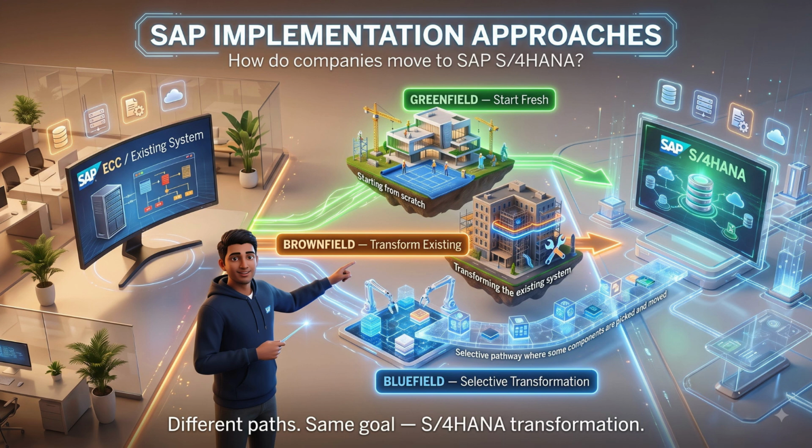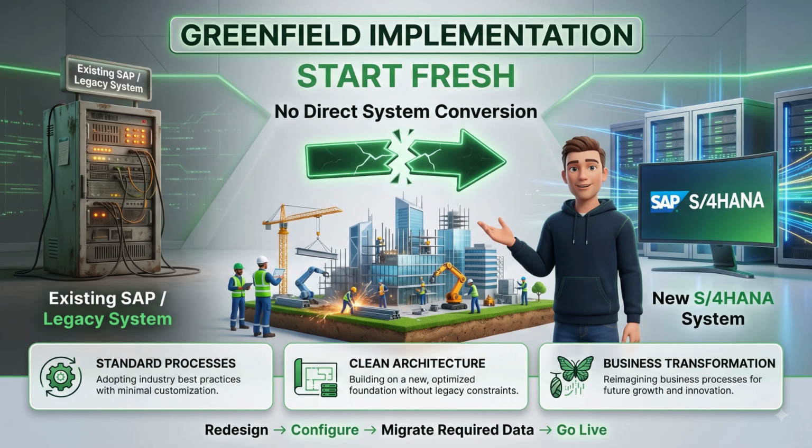When an organization moves to S/4HANA, the approach it chooses can be very different depending on its existing system, business requirements, data, customizations, and transformation goals. The three approaches we commonly discuss are Greenfield, Brownfield, and Bluefield, also known as selective data transition. Let's start with Greenfield implementation.